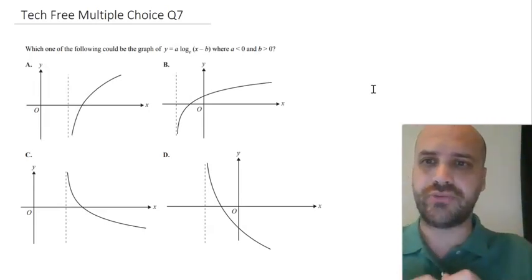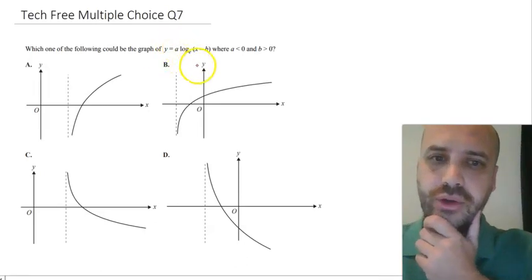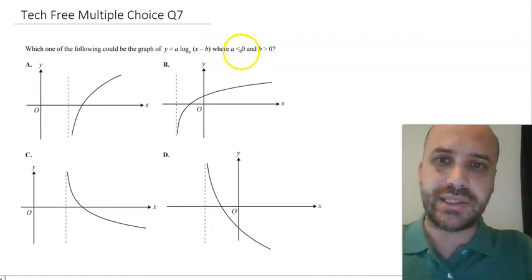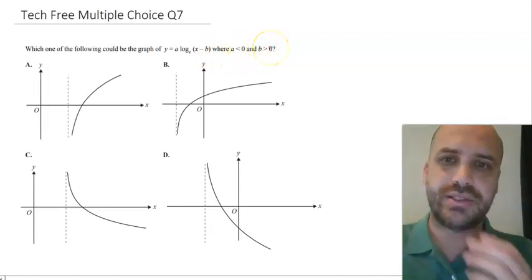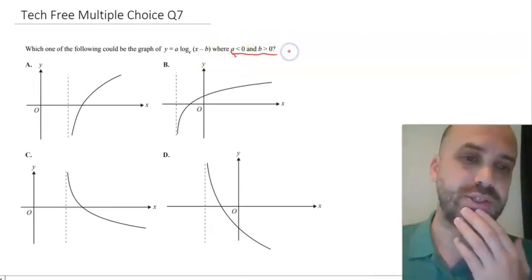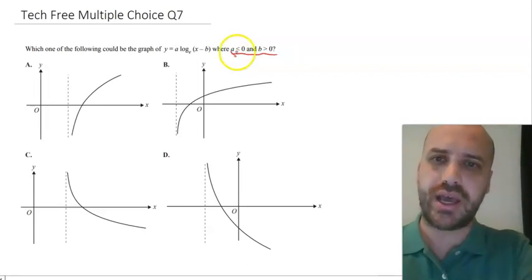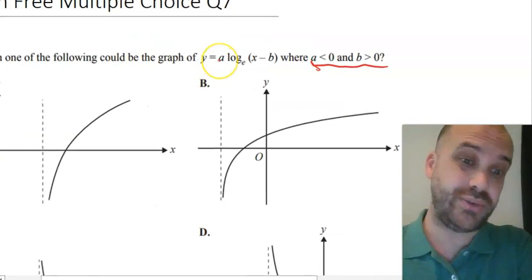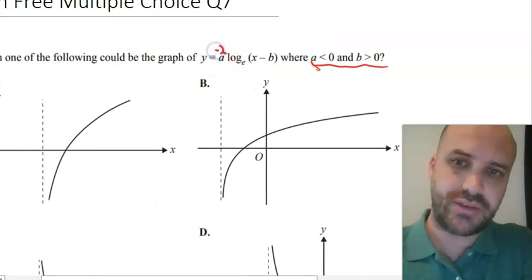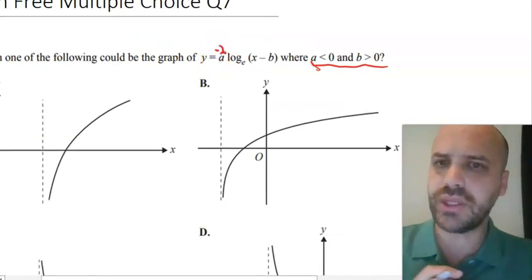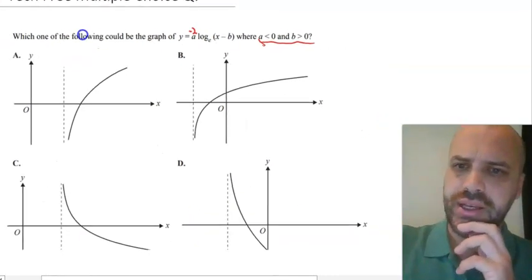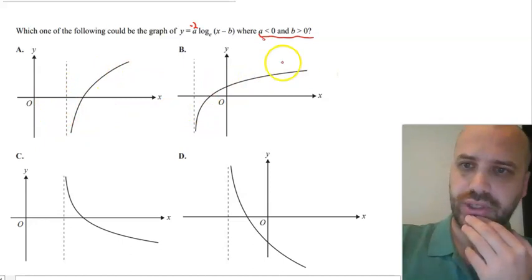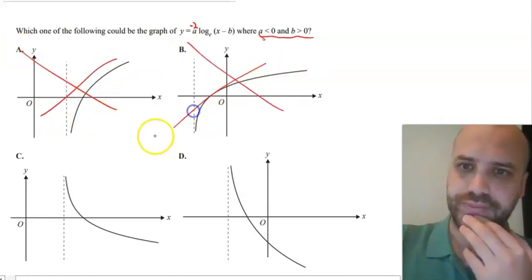Alright, it's a log function, y equals a log base e, just ln, x minus b, where a is less than 0 and b is greater than 0. And the secrets are in this bit here. We know that a is less than 0. That means that this a value is negative. Maybe it's like -2 or something, I don't know. So it's negative. A negative log graph is not going to be shaped like this or like this. So we can get rid of these two.